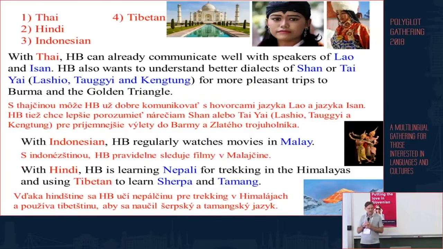Now let's move on to some other languages that Polyglot B has. So with Thai, Polyglot B is very good in Thai, can already communicate in Lao, Isan. And let's say that Polyglot B wants to expand his or her understanding of other related languages like Shan, Tai Yai. And Polyglot B speaks Indonesian, but regularly watches movies in Malay. Polyglot B speaks Hindi, so wants to learn Pali because Polyglot B loves the Himalayas. Also for trekking the Himalayas, using Tibetan to learn Sherpa and Tamang.